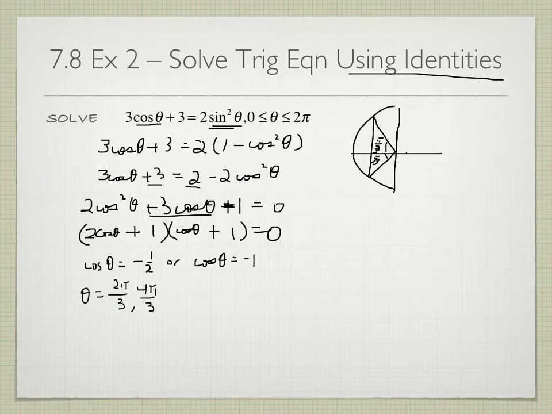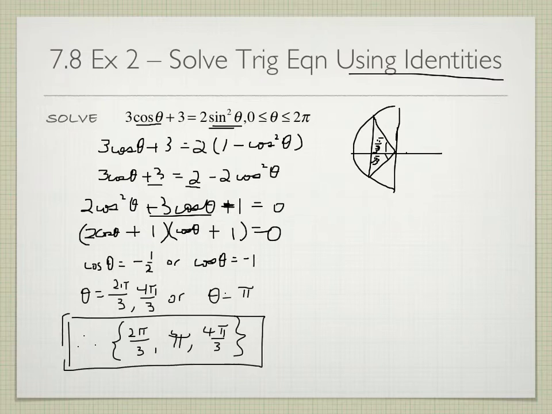Okay, and then theta could also be, where is the cosine of theta negative 1? Cosine of theta is negative 1 at theta equals pi. So we will write pi here, and so we can write our answers like this. We would have pi and then 4 pi over 3. So that is my solution set.